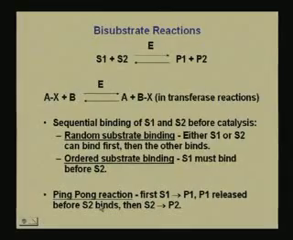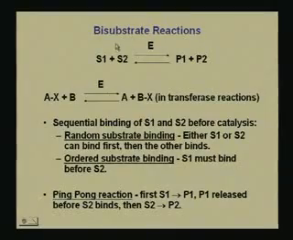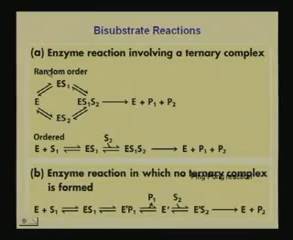Another mechanism is called the ping pong mechanism, where E first binds S1, P1 is formed, then E binds S2 and P2 is formed. S1 forms P1, so P1 is released before S2 binds, much like the previous kinetics that we considered. So there are two specific types of reactions that we have here for bi-substrate types, sequential binding and ping pong reactions.